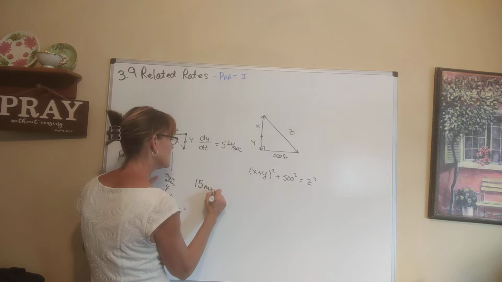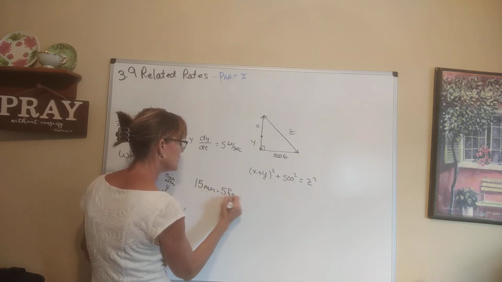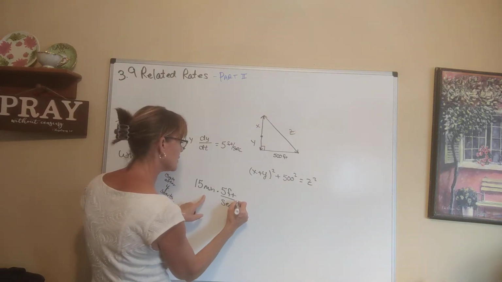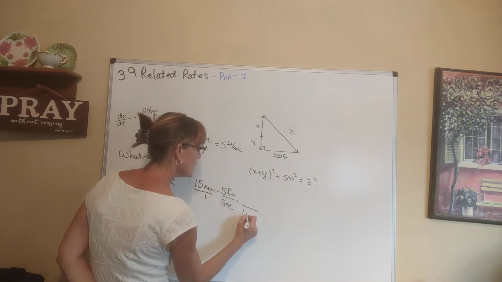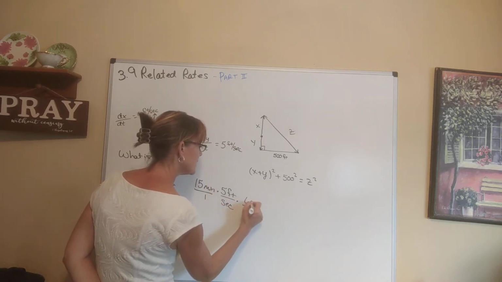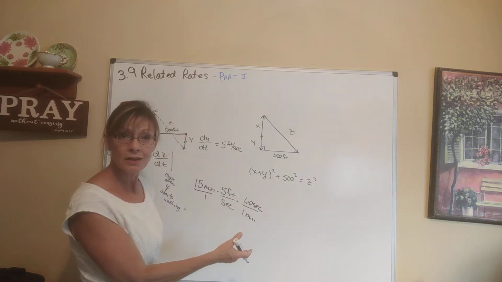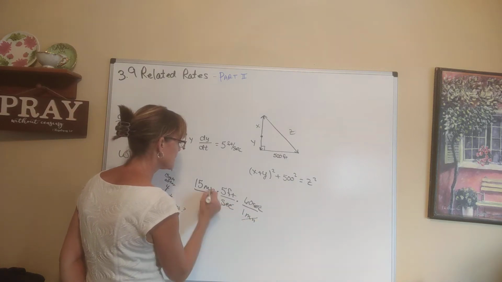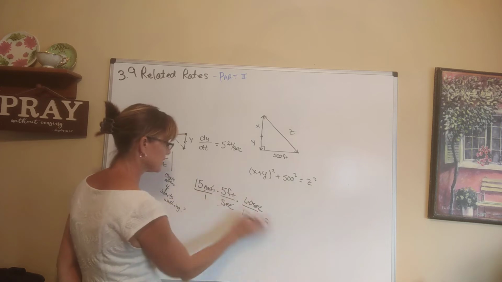15 minutes times 5 feet per second. We need to convert minutes to seconds, so I'm just going to do that here. Times, if I put this over 1, times 1 minute per 60 seconds. This is called dimensional analysis. Probably you've done this in math, or certainly in chemistry, I would imagine, or physics. Seconds cancel, minutes cancel, so we're left with how many feet she's traveled in this amount of time.